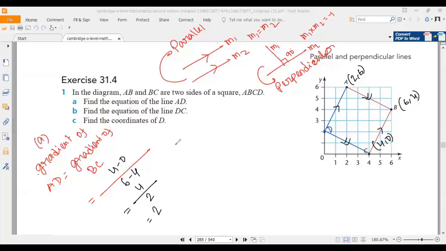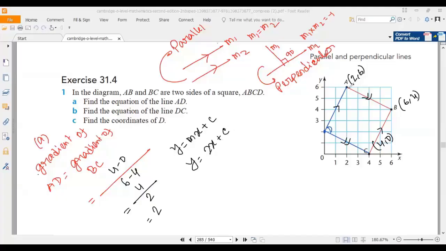We know, what is the general equation of a straight line? That is y equals mx plus c, where m is called the gradient and c is called the y-intercept. Now we need to find the gradient. Since the gradient of AD and the gradient of BC are the same, instead of m we can put 2. So y equals 2x plus c. Now we need to find the value of c.